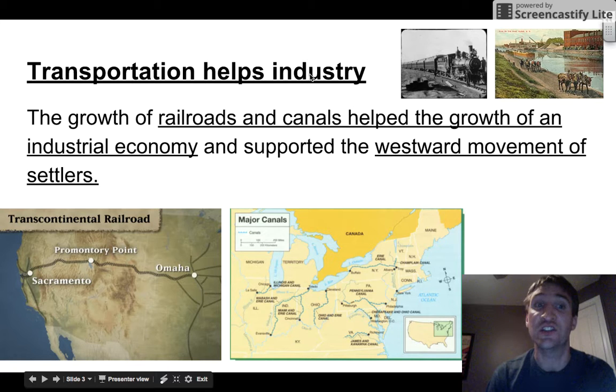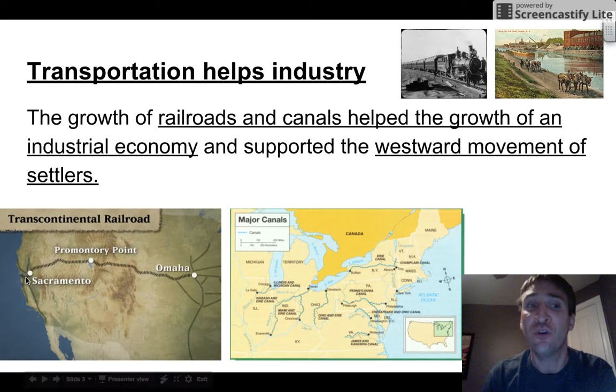Transportation helps industry. The growth of railroads and canals helped the growth of an industrial economy and supported the westward movement of settlers. Here's a map of the Transcontinental Railroad. Choo-choo! Omaha, Nebraska is where it started, and then it was built further west until you get to Sacramento, California, where the Transcontinental Railroad ended in the Pacific Ocean. You go from the Midwest to the far west.